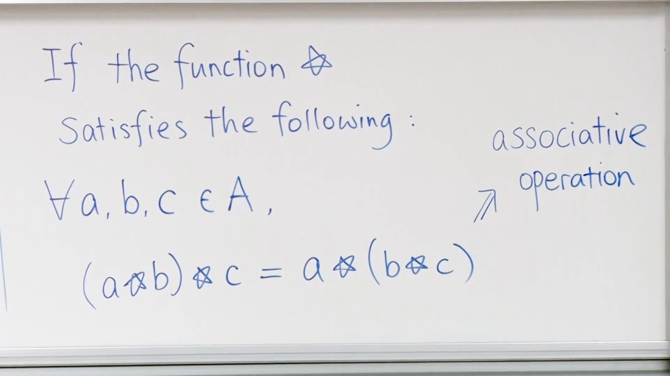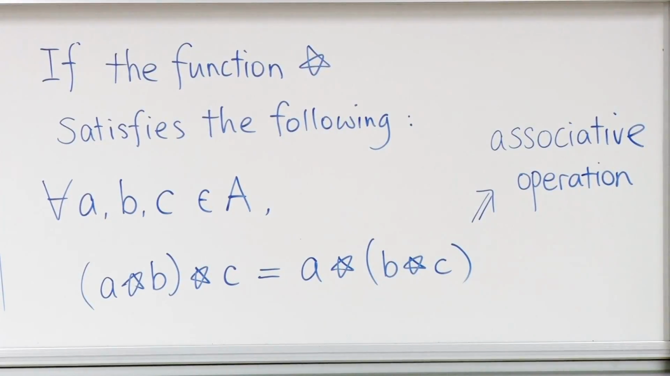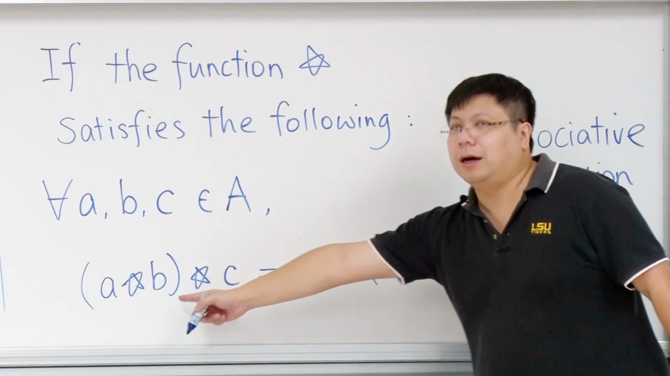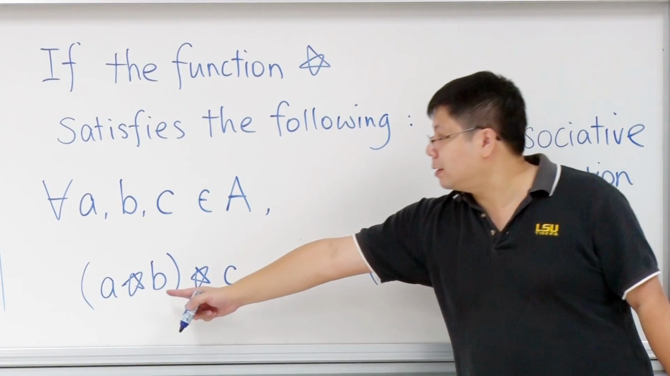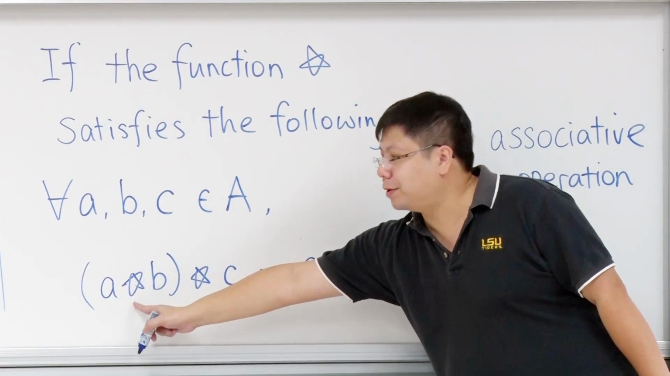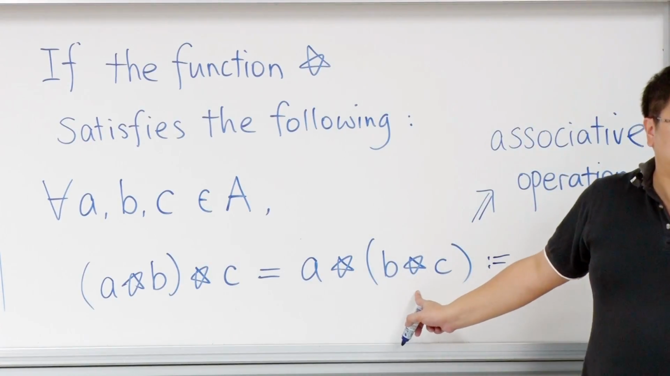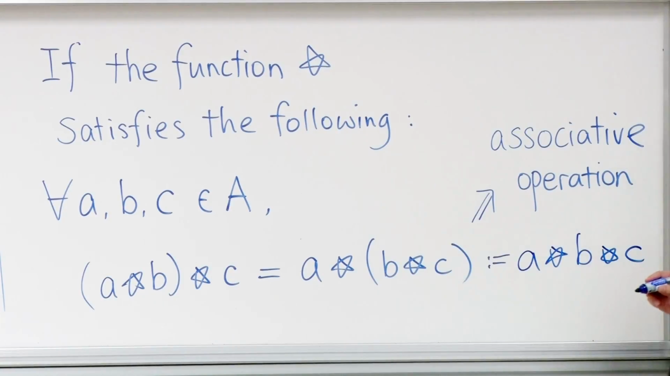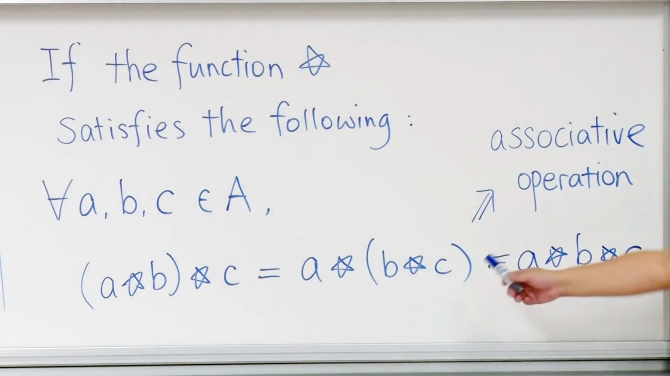If you are okay with this so far, could you please raise your hand? Okay, so when it is an associative operation, we will use a shorthand notation. Whether we apply this star first or that star first does not matter, so we will simply omit the parentheses because it will always give the same result, no matter which you apply first. So we will use this shorthand to represent this one.